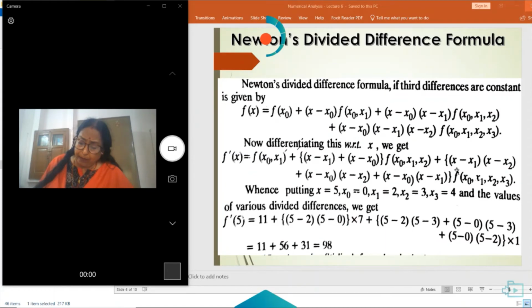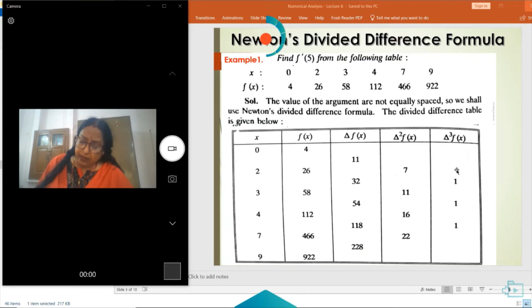So to apply the divided difference formula here, we write it as, in place of fx0 we write 4, in place of x minus x0, x0 is 0, and f x0 x1 is 11, and next x minus x0, x minus x1, x0 is 0, x1 is 2, and f x0 x1 x2 is 7, and similarly the others.